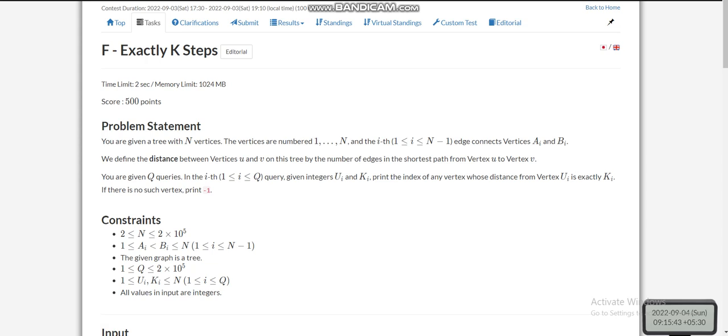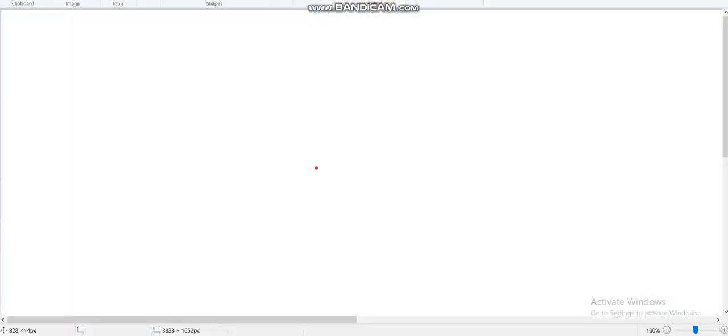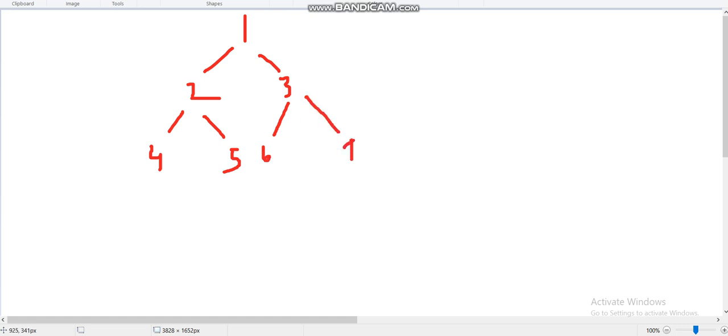So what is the given problem? We are given a tree of n vertices. Let's say this is the tree, and we are given q queries, and each query will be given like ui and ki, and we have to tell if there exists any node at distance ki from ui. We have to return that node.